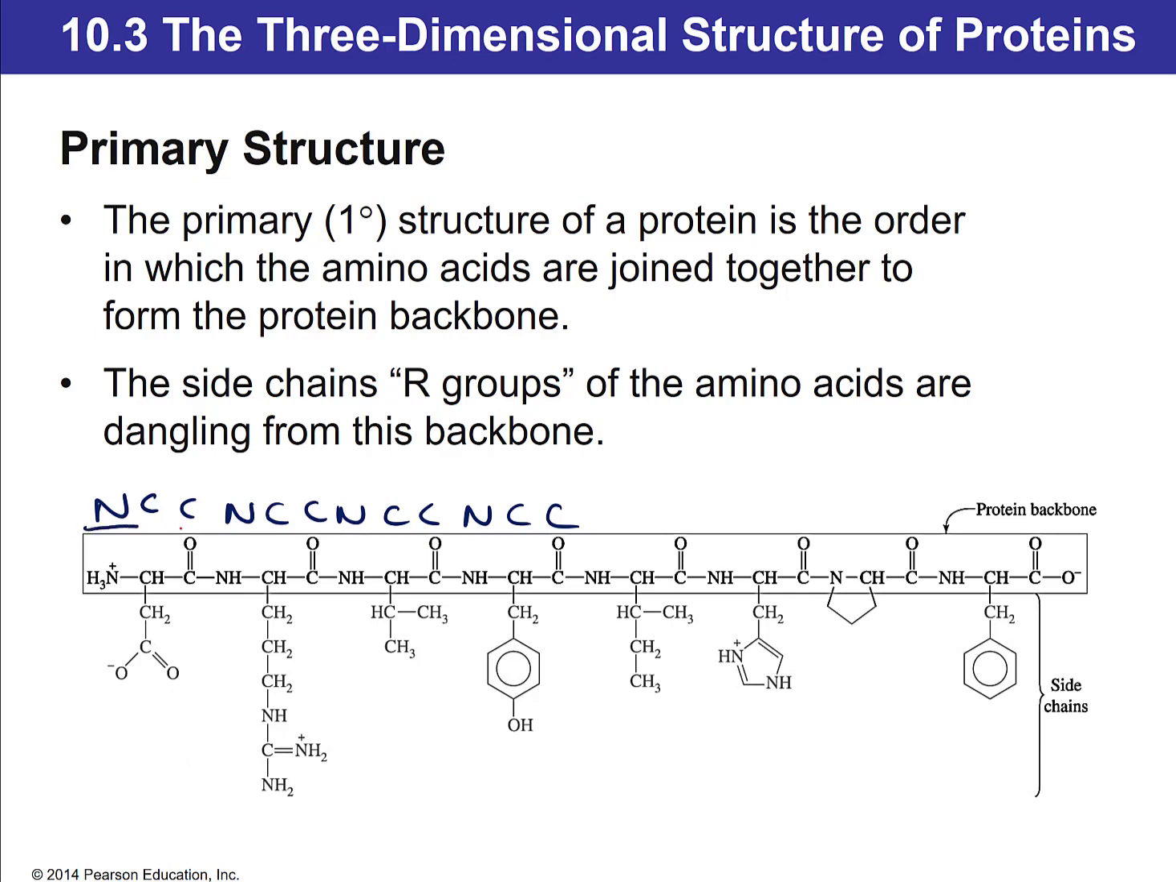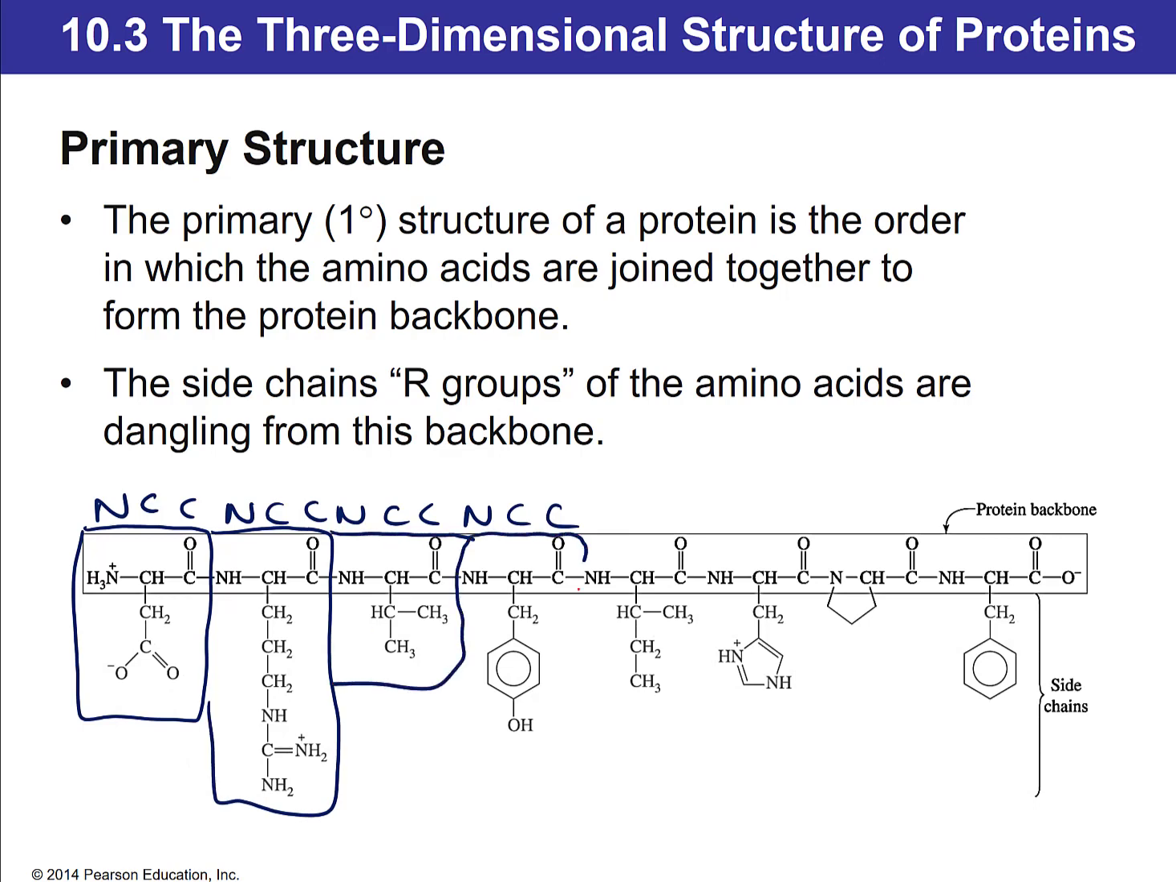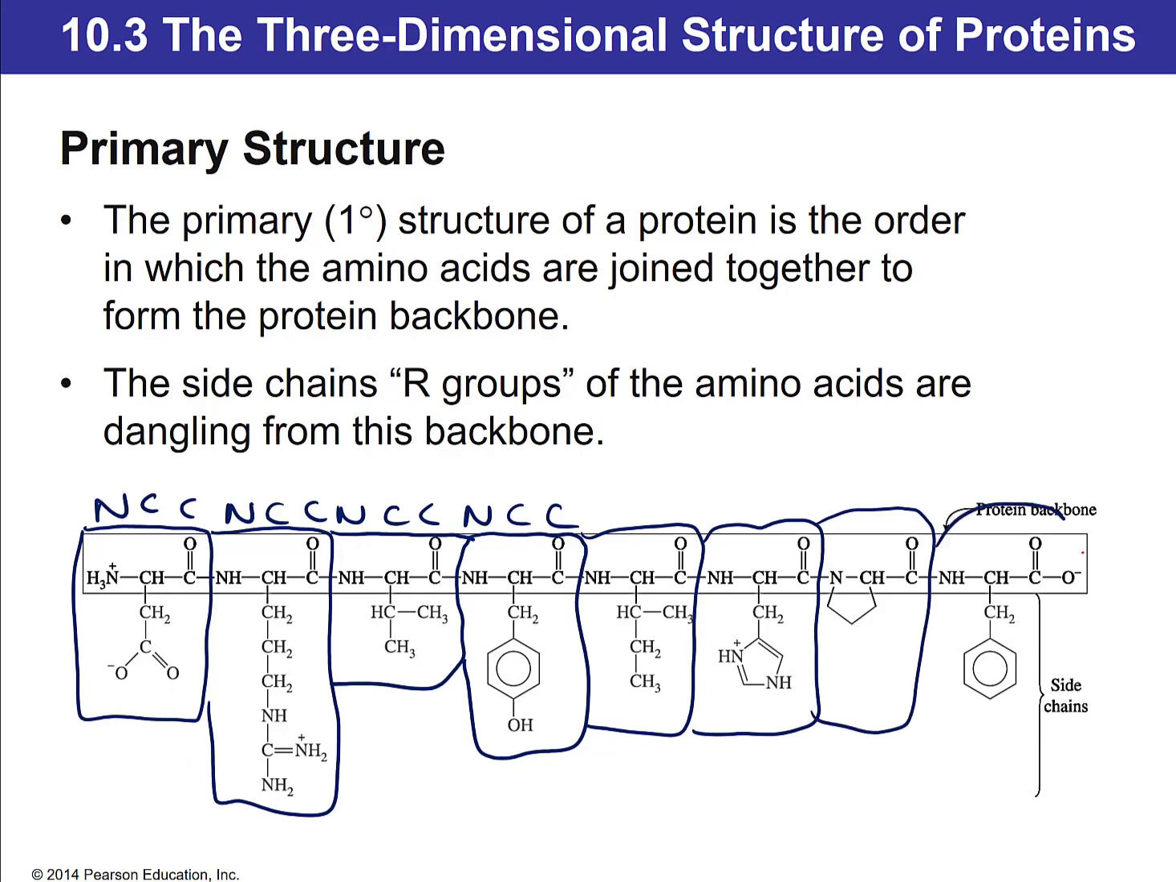So you could go along and say, okay, this is one, this is one, this is one. So NCC. There's a total of how many amino acids in this chain? 8. Yeah, there's 8 of them total. If you would split, you would just split each C from the next N. So this is an 8 amino acid protein, oftentimes called a peptide, which just means a little protein.